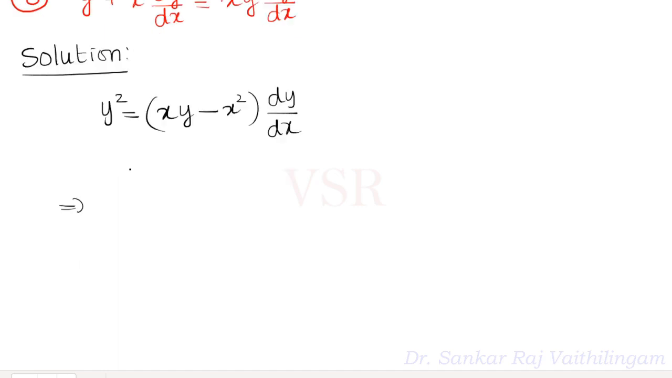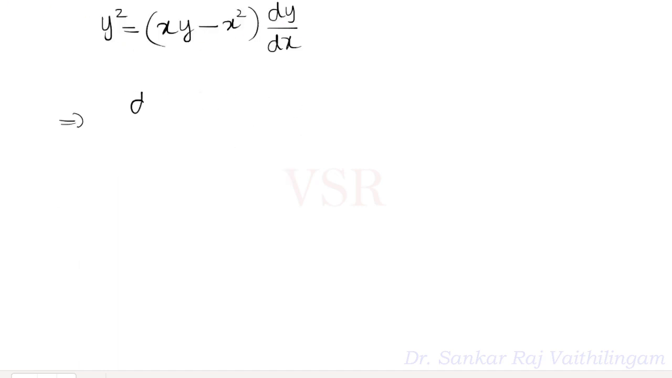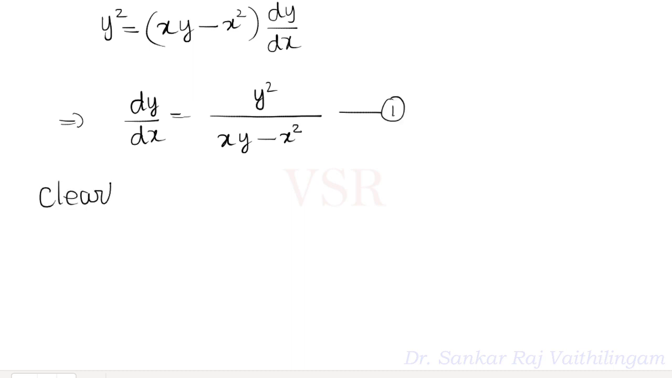அப்போ dy by dx which is equal to y square divided by xy minus x square. So clearly it is a homogeneous equation. So clearly இது வந்து 1 எடுத்துக்கிறேன். I call it clearly 1 is a homogeneous differential equation of order என்னது 2. Okay, of order 2.